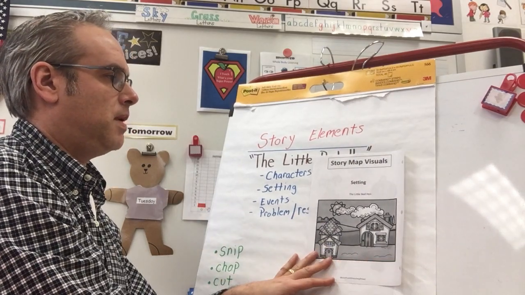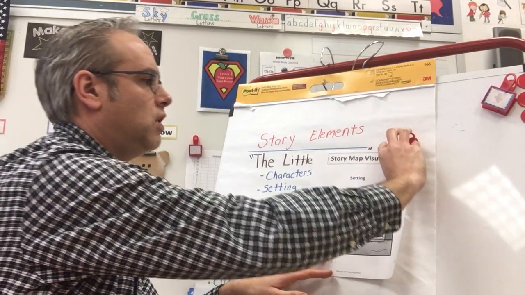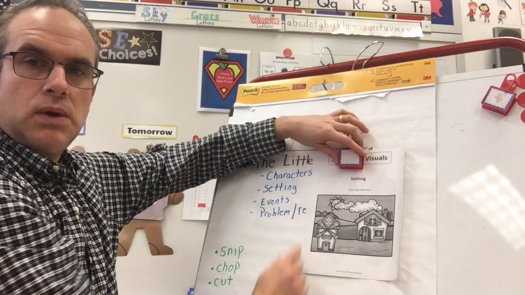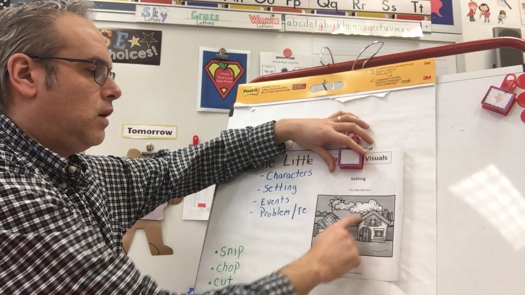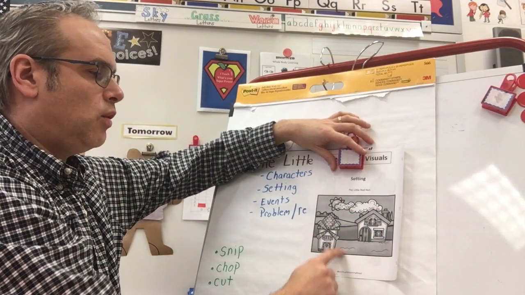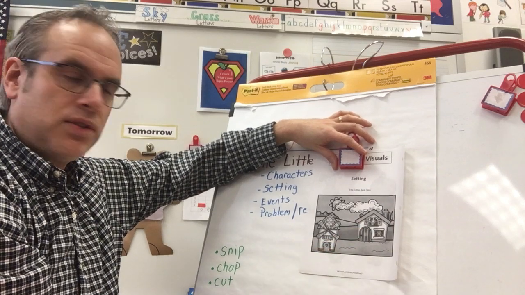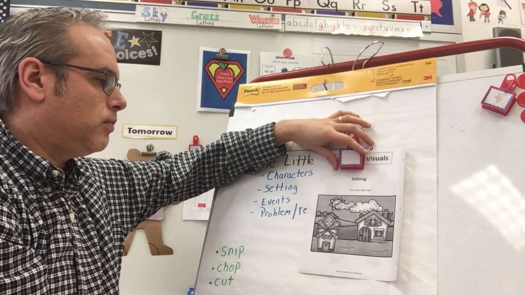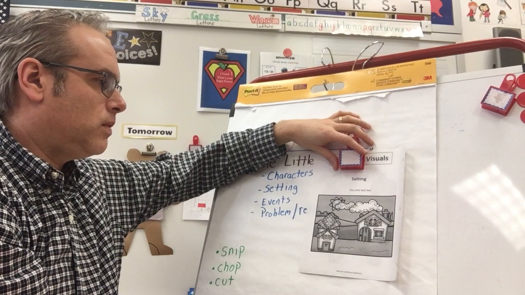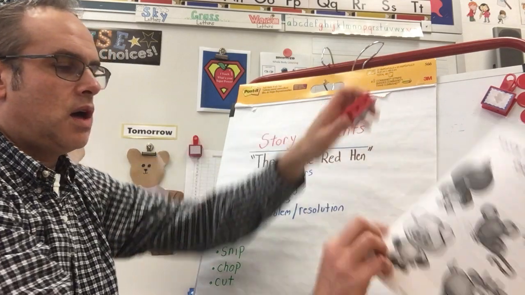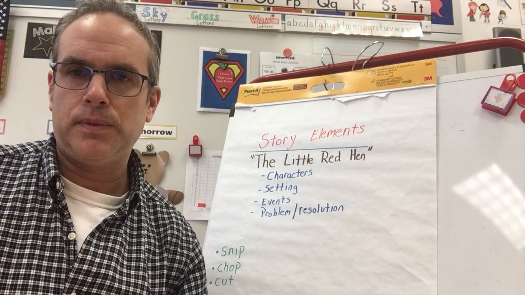So there's a picture of the setting, okay? There's the house and the barn, and there's the mill. Remember, the hen travels to the mill to get the grain made into flour. So the setting is the farm, and those animals all live on the farm.